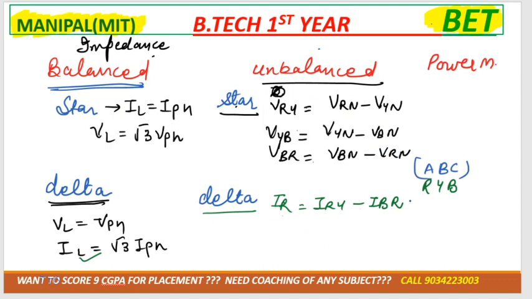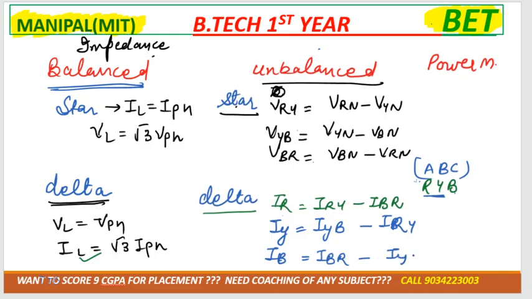So IR is equal to IRY minus IBR, so R is followed by Y, then B is followed by R. Similarly, IY is equal to IYB minus IRY, and IB is how much? IBR minus IYB. Clear?